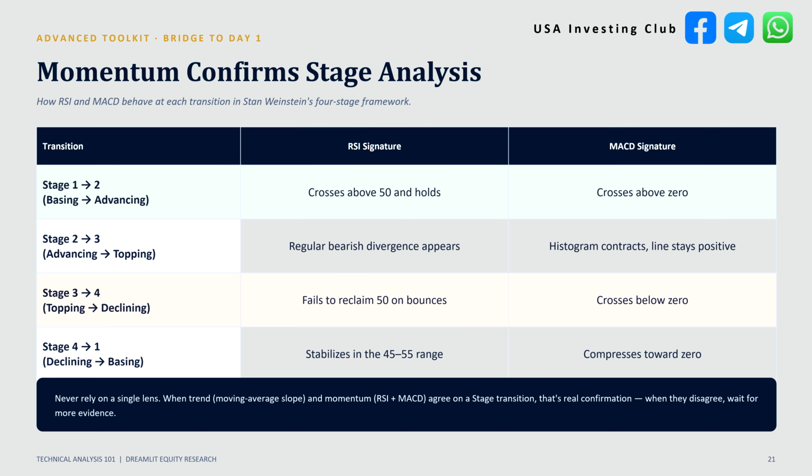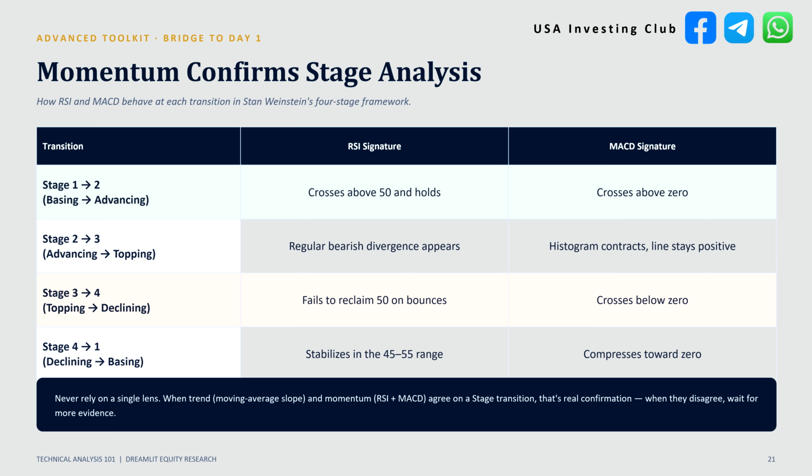At the Stage 1, 2 transition, basing into advancing, RSI crosses above 50 and holds there, while MACD crosses above 0. Both indicators confirming the breakout independently. At the Stage 2, 3 transition, advancing into topping, regular bearish divergence appears on RSI, exactly the pattern we defined 2 slides ago, while the MACD histogram contracts even though the MACD line itself stays positive. Early warning signs on both tools simultaneously.